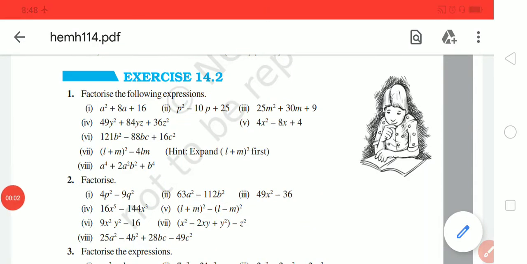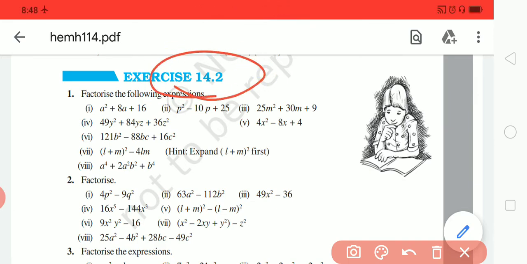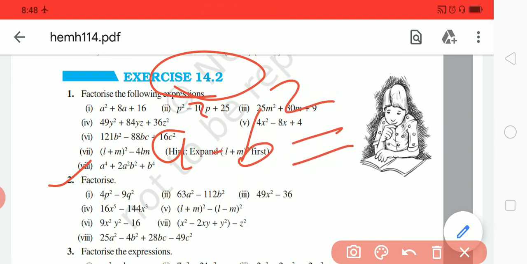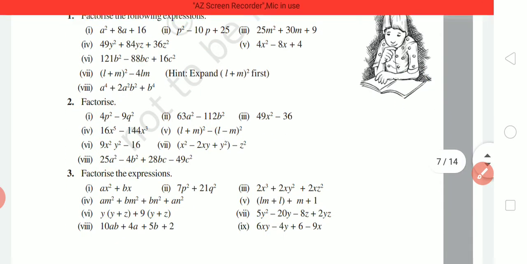Hello everyone. Today we are going to start question number 2 of exercise 14.2. So this is question number 2, factorize. We have to remind an identity, that is a square minus b square equal to a minus b into a plus b, right? We will compare the expression in this question with a and b. So let us start question number 2.